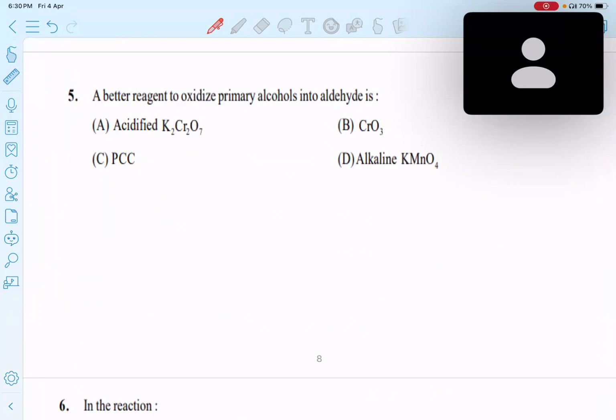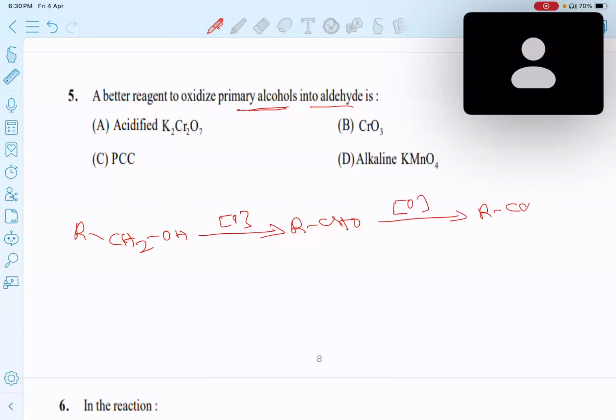Here, primary alcohols into aldehyde. Usually, what happens in the oxidation of alcohol is when treated with a strong oxidizing agent like acidified potassium dichromate or potassium permanganate, the primary alcohol is first oxidized to the corresponding aldehyde. Then the aldehyde is further oxidized to carboxylic acid. This is the reaction going on in the oxidation of primary alcohols.